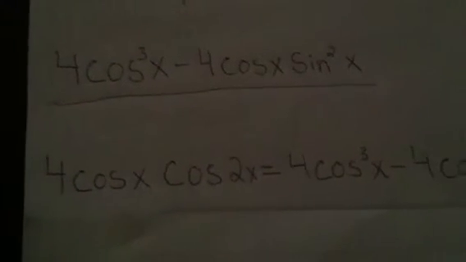And by multiplying it, we end up with 4 cosine cubed x minus 4 cosine x sine squared x. And back to the original one we're trying to solve, 4 cosine x cosine 2x. Since we finished that one, it now becomes 4 cosine cubed x minus 4 cosine x sine squared x.